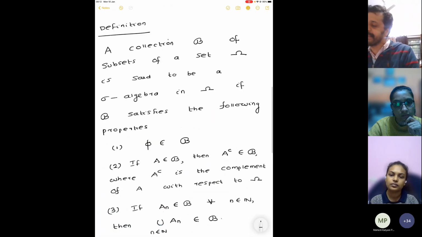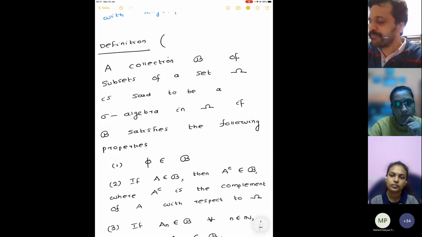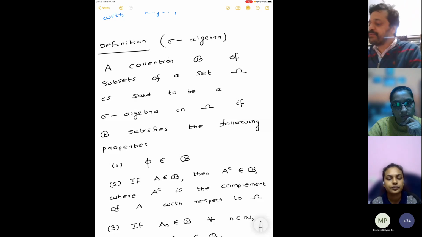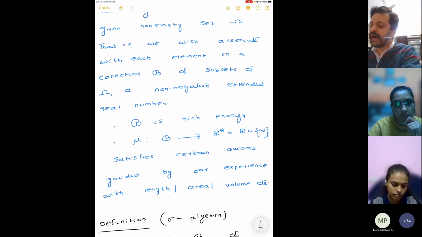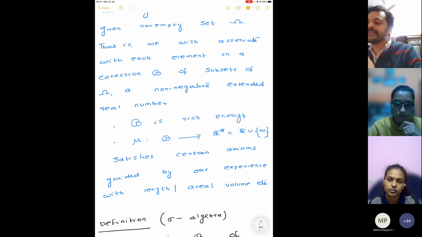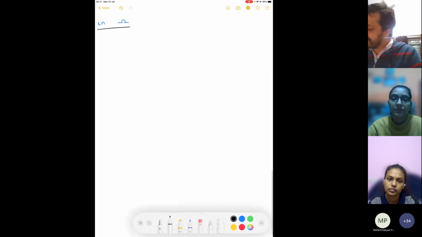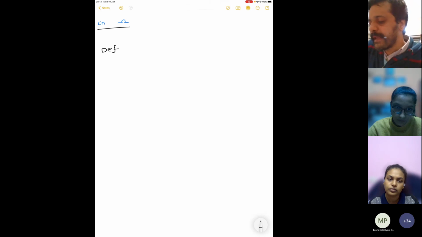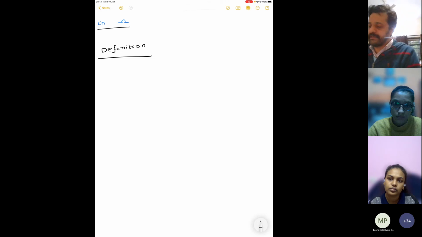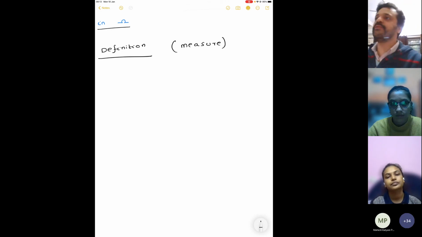So, the basic setting is a sigma algebra. That gives you the richness you want in B. Now the question is, what are all the axioms that you want in mu? And that leads to the following definition. This was made in the previous lecture as well, but let me repeat. Definition. I am going to define a measure, to be more precise, a positive measure.